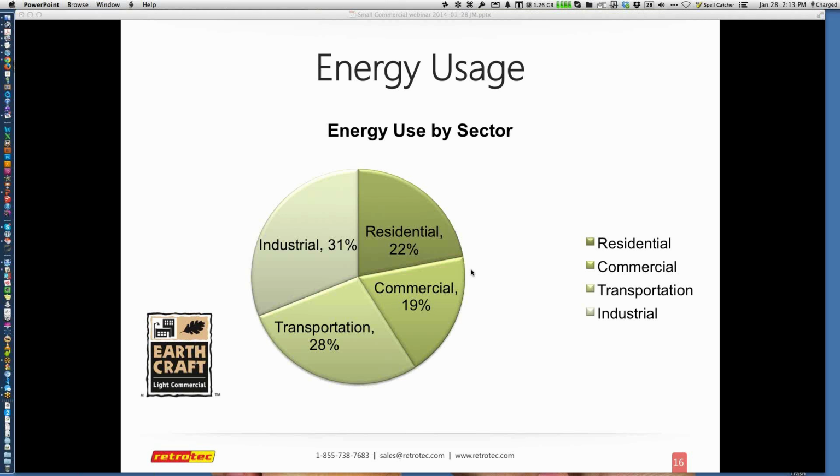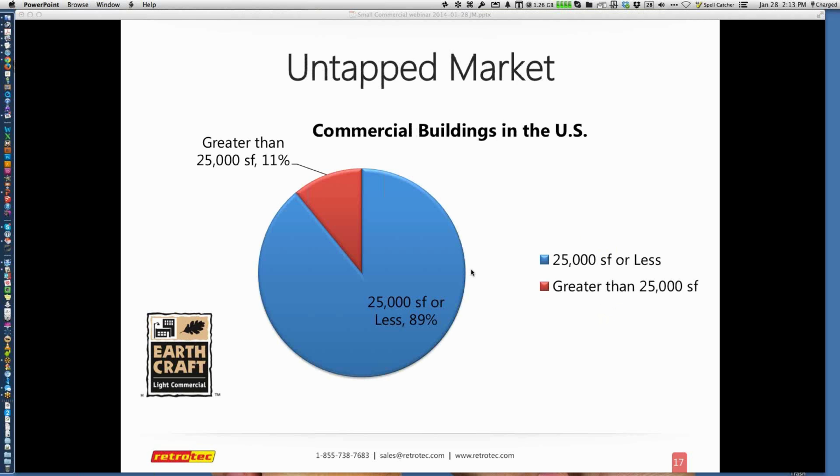When we compare the size of commercial buildings in the U.S., those around 25,000 square feet or less make up almost 90% of them. So if you're dealing with how we want to divide the demographics, most commercial buildings are going to fall into this fairly small square foot footprint. What becomes more complex is what's inside the box.